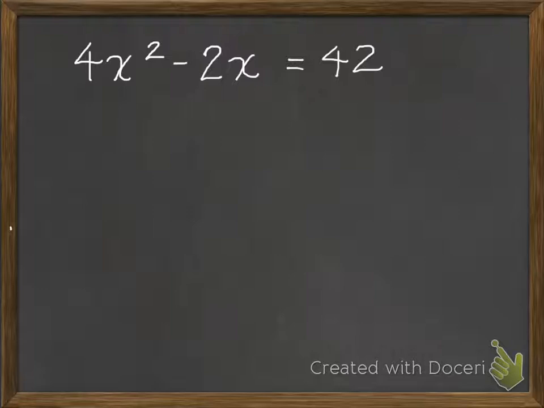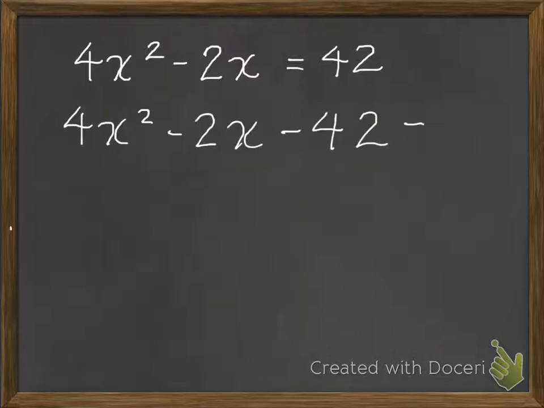So to do that, we need to bring the 42 to the left-hand side of the equation. So I'm going to subtract it from both sides. And so when I subtract it from both sides, the 42 appears on the other side as minus 42. So now I have ax squared plus bx plus c equals 0. 0 is my y now.